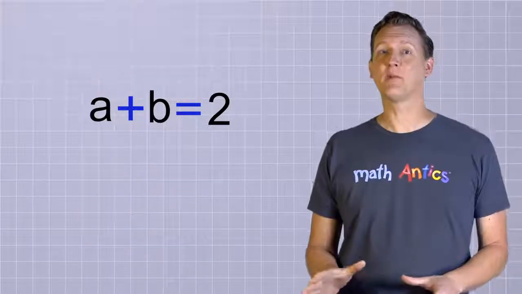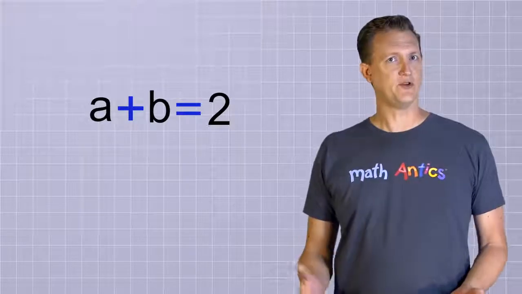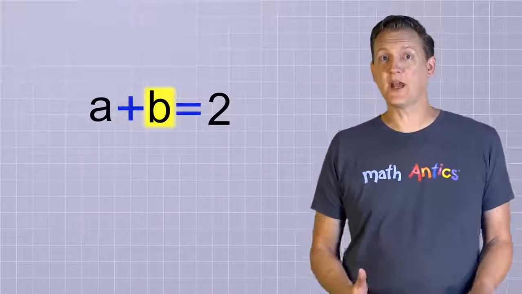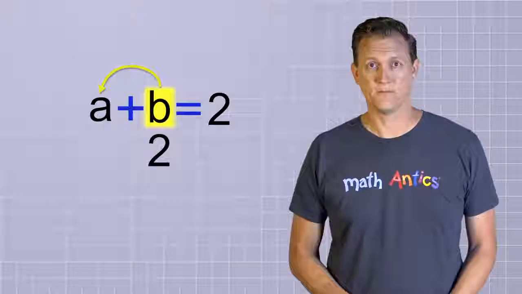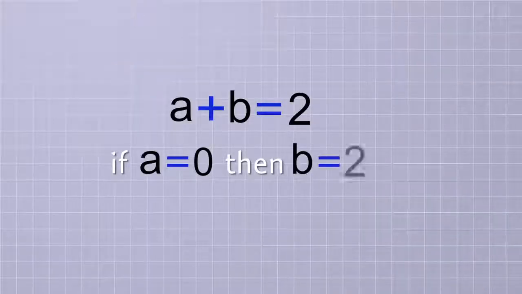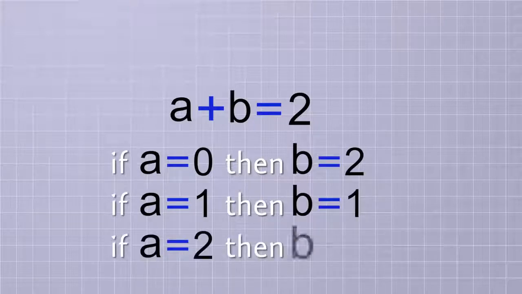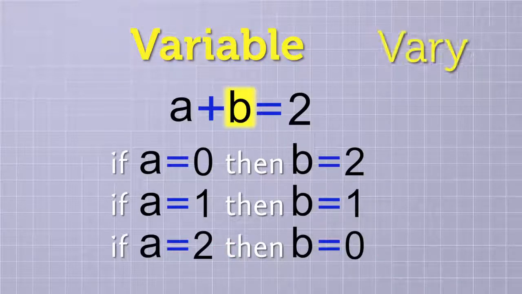Oh, and this problem can help us understand something very important about how symbols are used in algebra. Did you notice that there were different possible solutions for this equation? In other words, b could have the value 0, 1, or 2 depending on what the value of a was. If a is 0, then b must be 2. If a is 1, then b must be 1. And if a is 2, then b must be 0. B can't have two different values at the same time, but its value can change over time if the value of a changes. In algebra, b is what's called a variable because its value can vary or change.